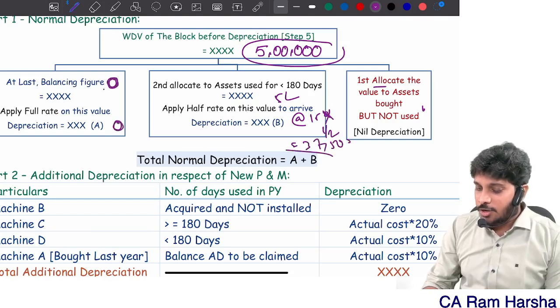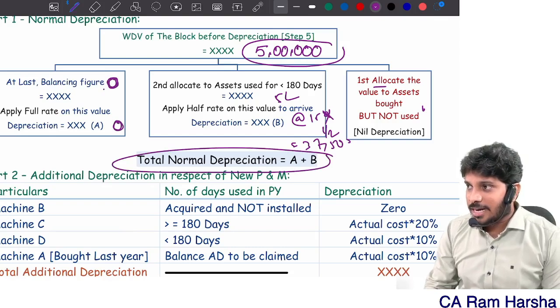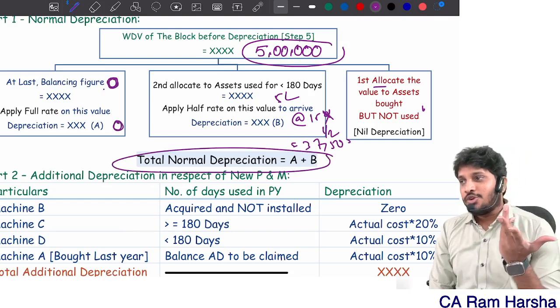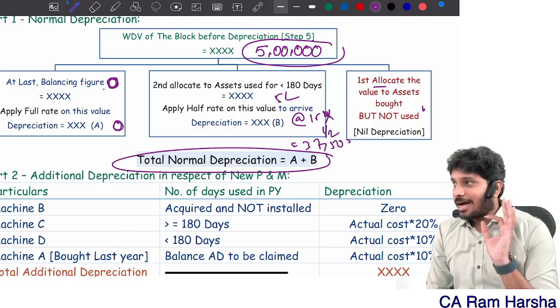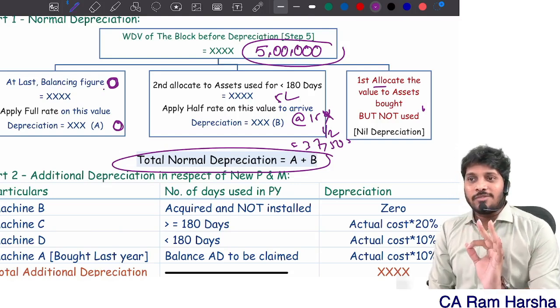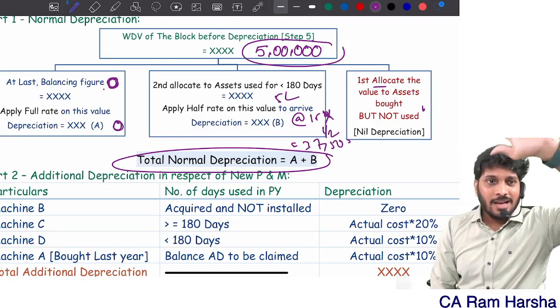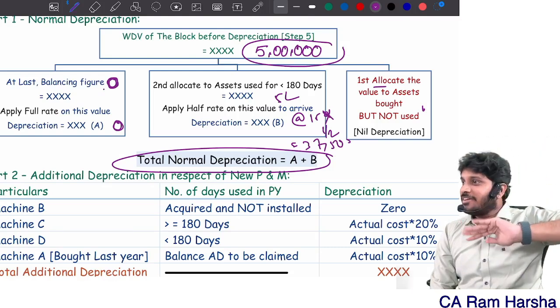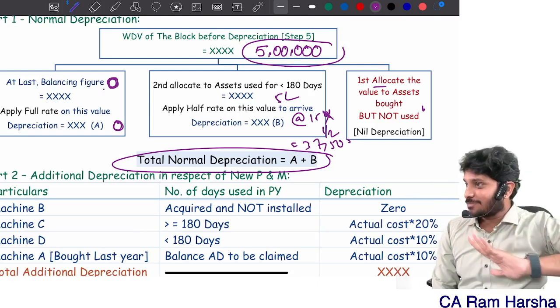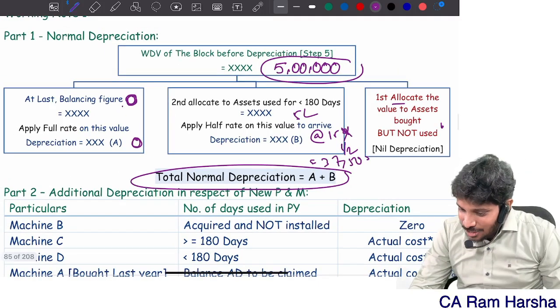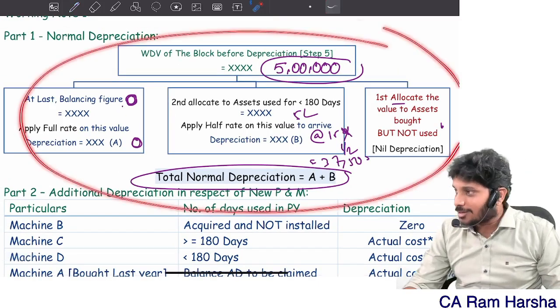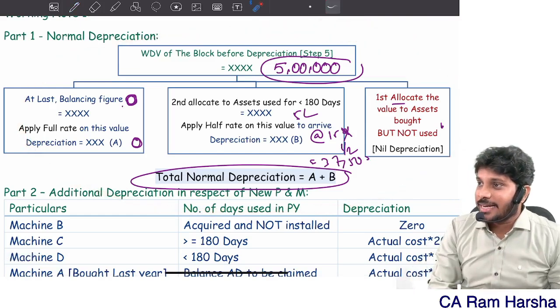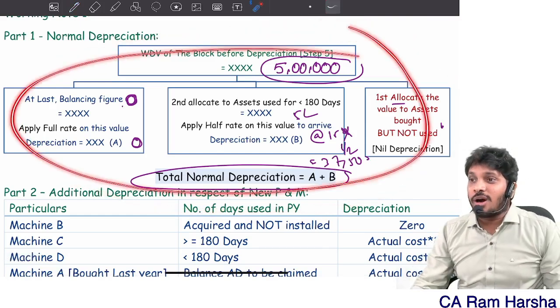Depreciation. Total depreciation, 37,500. You got it? Understood? Next time onwards, opening is given, additions are there, sale is there, up to WDV every student will compute rightly. This allocation only, the majority will do wrong. Are you getting it?